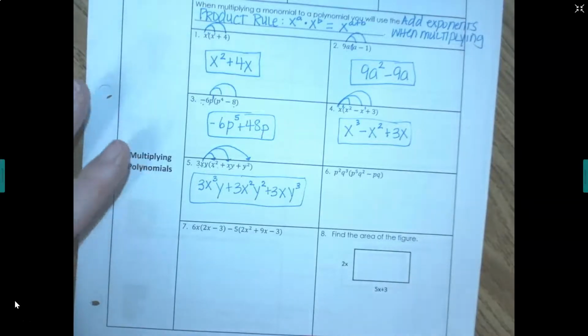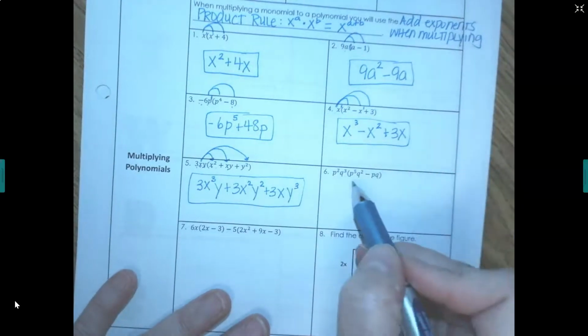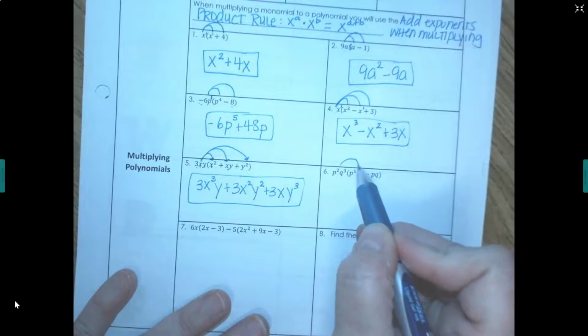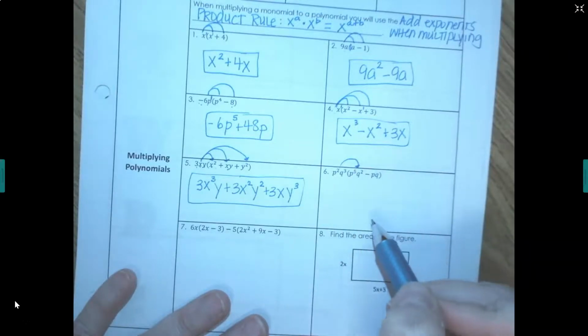Okay, now we have p's and q's. It's not any harder, it just looks different when we add different letters in. Okay, so let's take this p squared and q cubed to this first term. That's really hard to say.